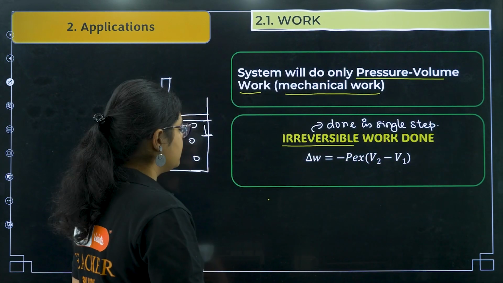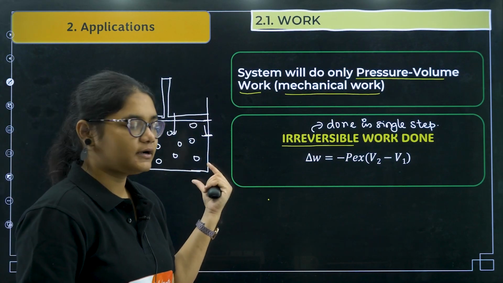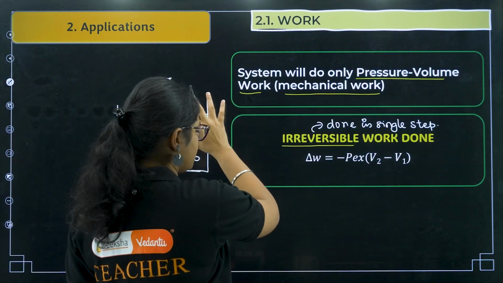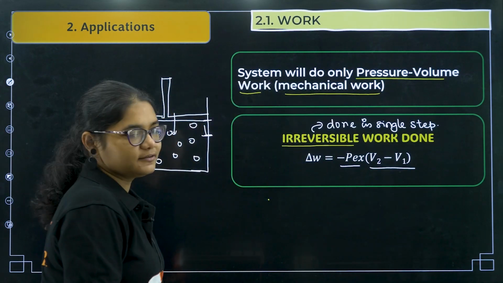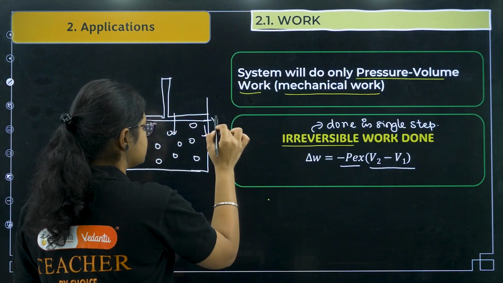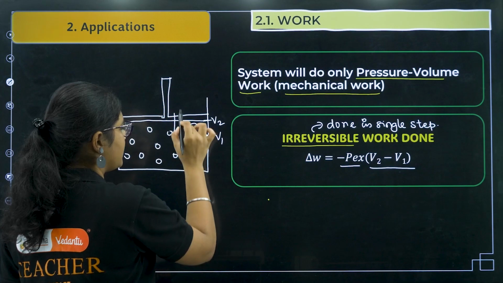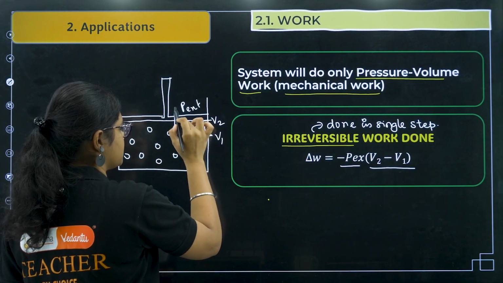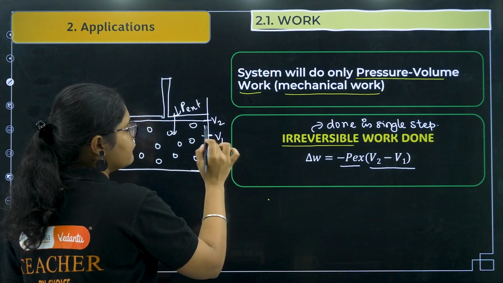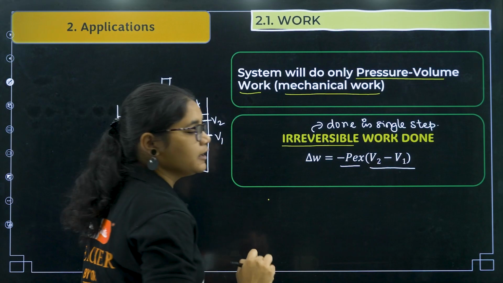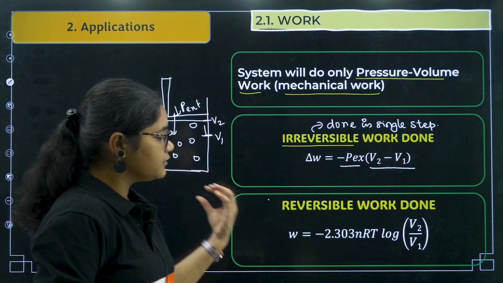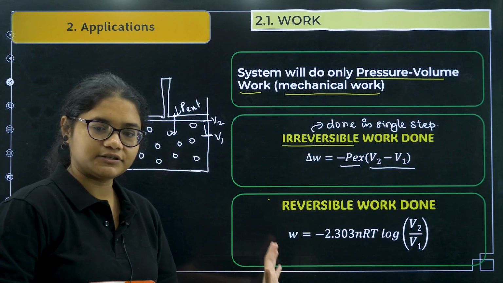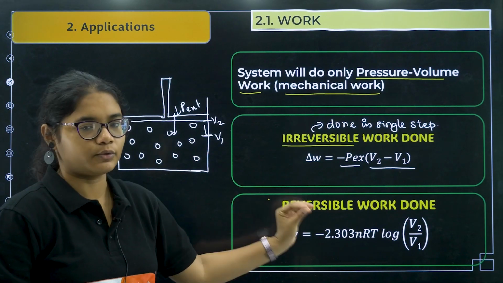Now in this case what will be the work done? Work done is equal to how much pressure you have applied, P external, into V2 minus V1. The original volume was V1, this is V2, and here you are applying external pressure. So P external into V2 minus V1 will be the work done for irreversible process. Now if I want to calculate reversible work done, the derivation is not required for your exam, so I have told you only the formula.